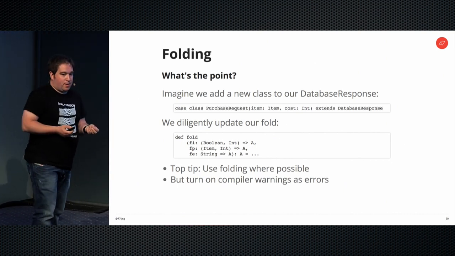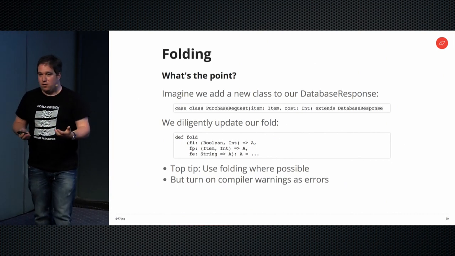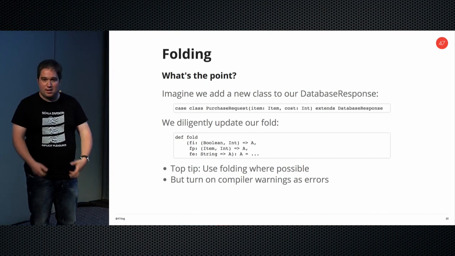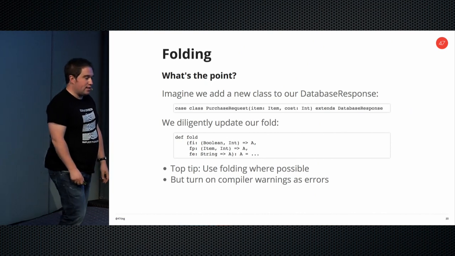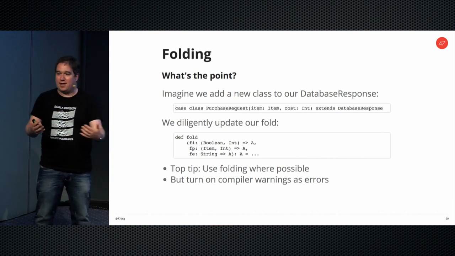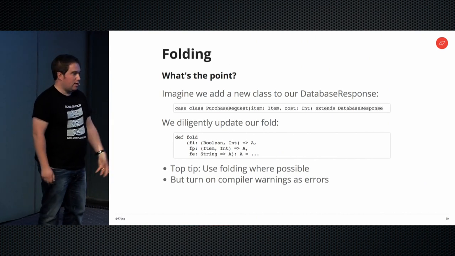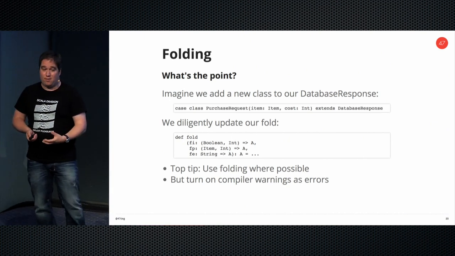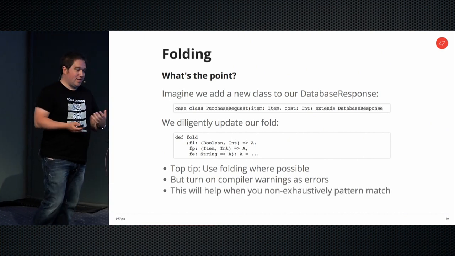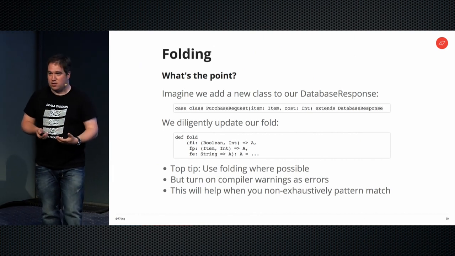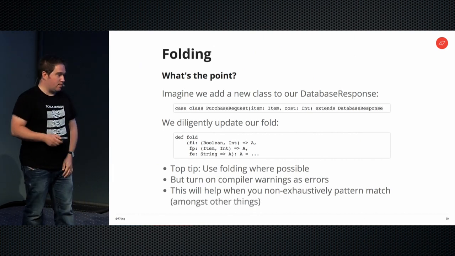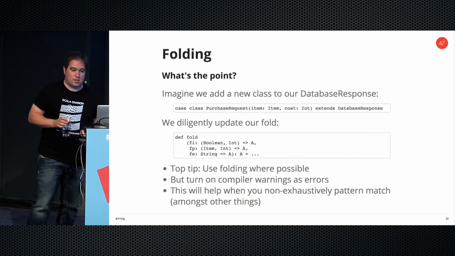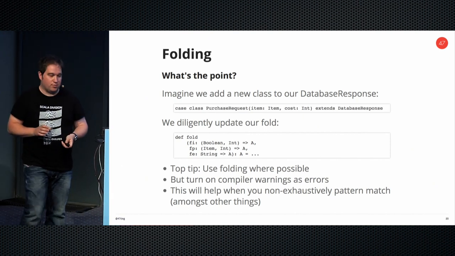But then you might not see the warning when you're writing your code because, dealing with several hundred classes and large CI builds and things, an extra warning line might just go amiss. If you turn on the compiler warnings as errors, you'll probably find your code will end up being a lot cleaner anyway, and this is going to help when you start to do non-exhaustive pattern matching, amongst other things. Okay, so that's basically what folding is, really.